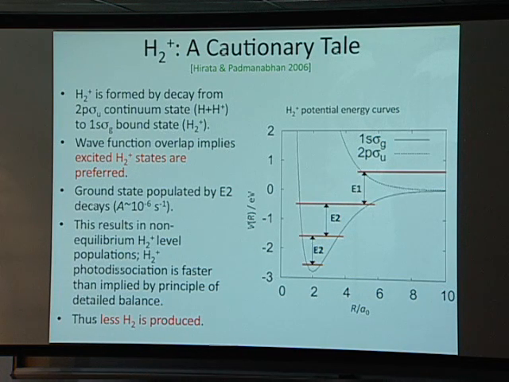And what's wrong with this? To understand this, we have to look at the energy level structure of this ion. So H2+ has a single electron, and it can either be in a symmetric, or G, or the antisymmetric U orbital around those two protons. And I've drawn here the potential energy curves for both of those symmetries.